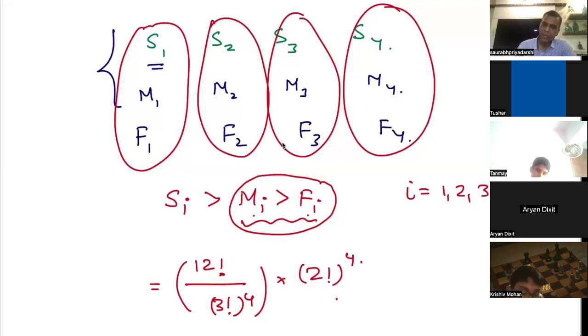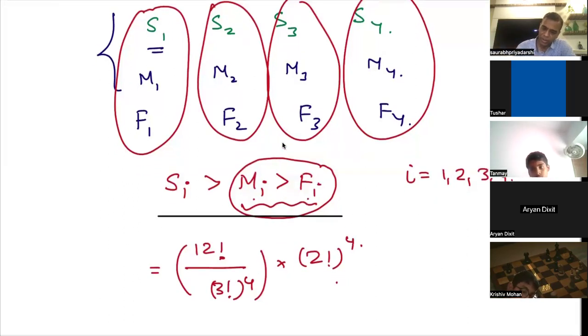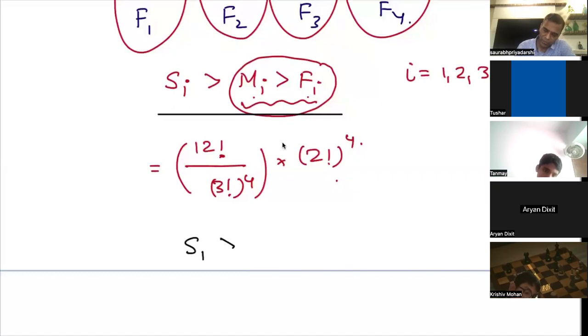We can divide every time by 3, 3, 3, 3. So only 3 options are there. Right. So why did you divide it by 3 factorial to the 4? In the first case, we are thinking it will be easier if the student, mother and father are in increasing or decreasing order. So we are thinking that S1 comes first, then the mother, then the father. So we are dividing this by factorial 3.